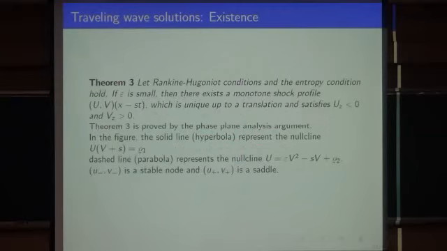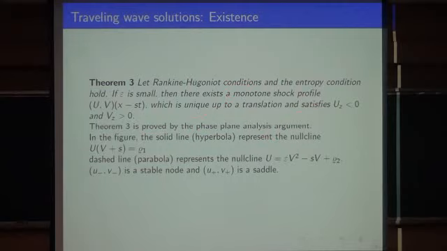And this theorem is about the existence of such a wave. We say that if the Rankine-Hugoniot condition is satisfied, the entropy condition is satisfied, and epsilon is small, where epsilon is the viscosity of the second equation, then there is a monotone shock profile, which is unique up to translation. This monotone shock profile in U is decreasing, in V it's increasing. So such a wave does exist.